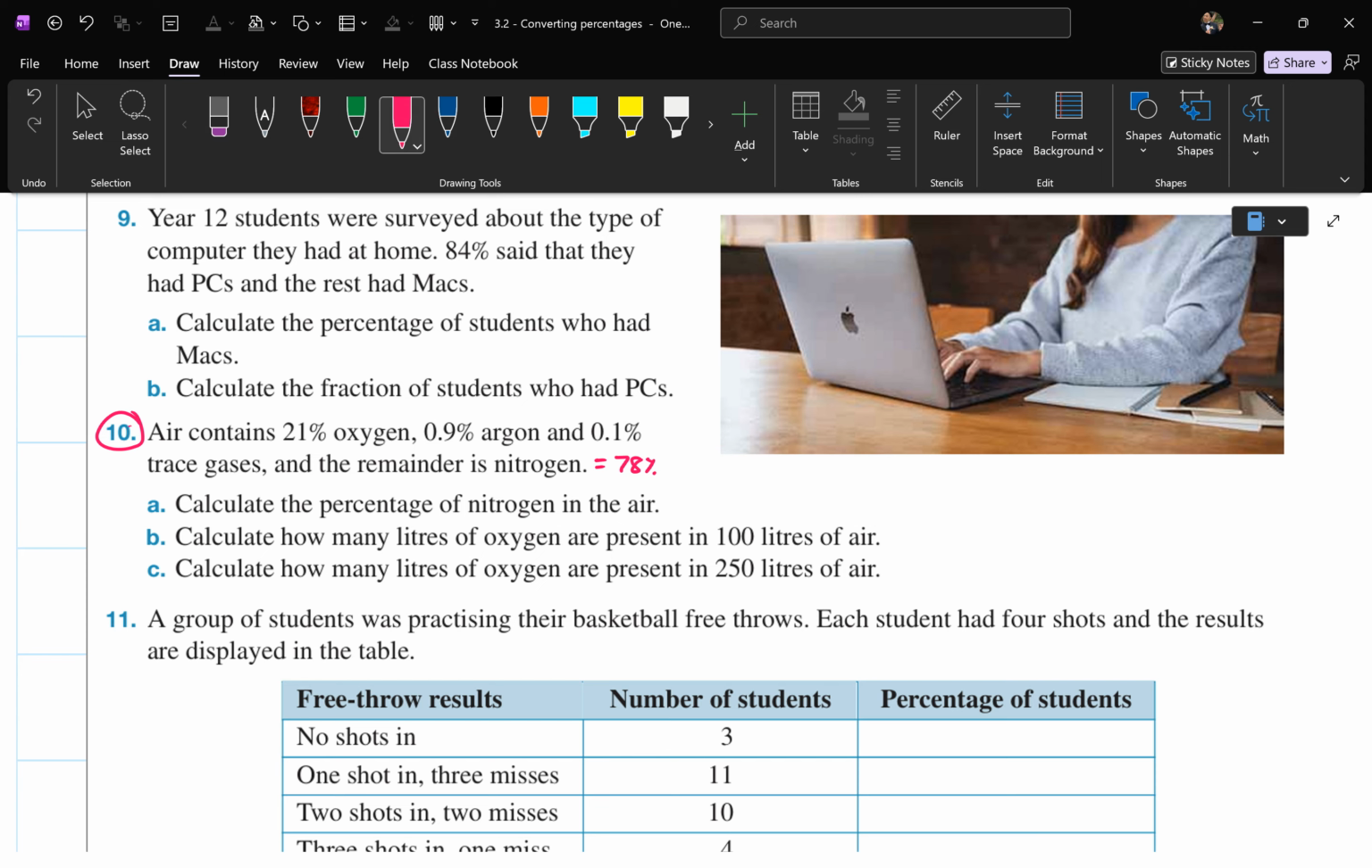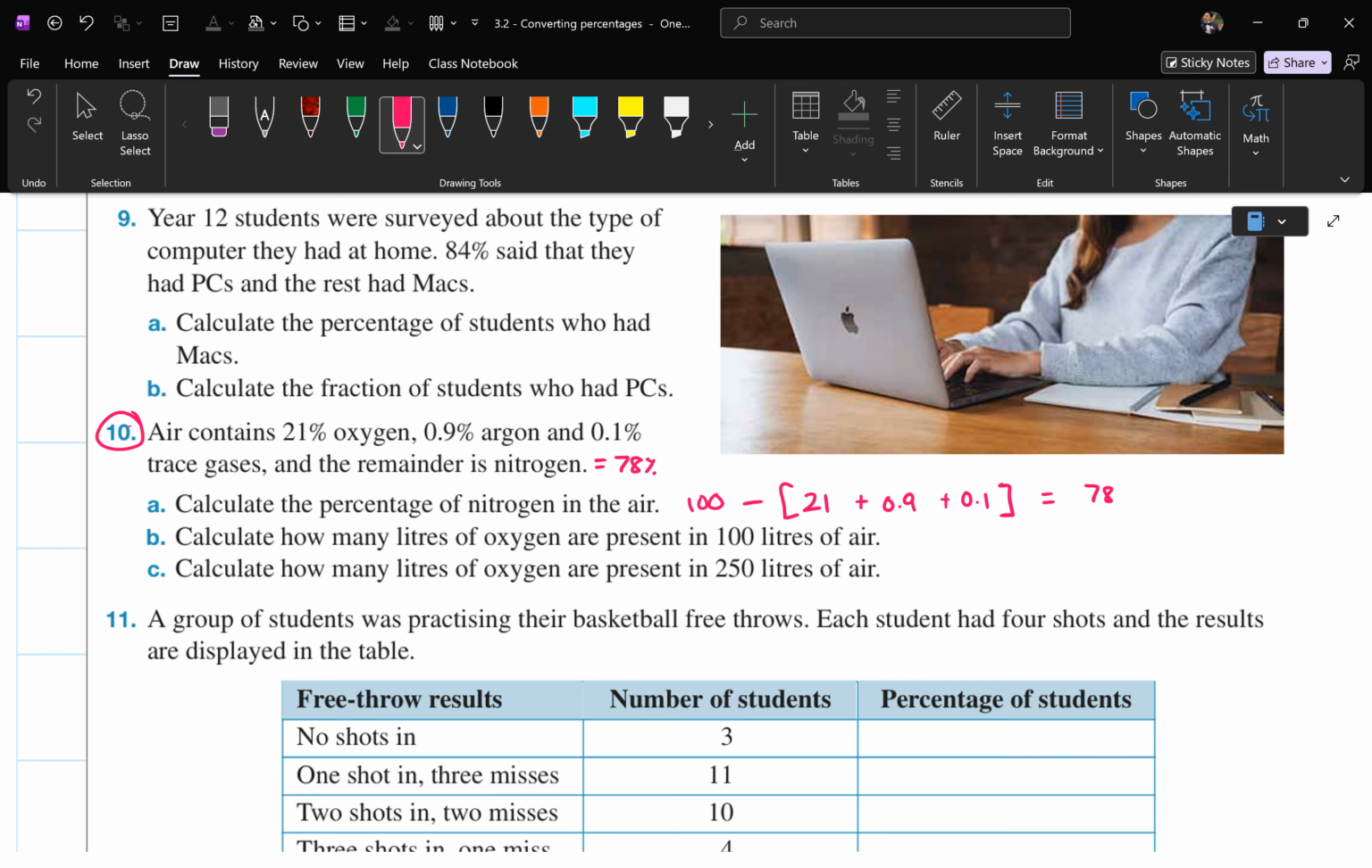Cool. It says calculate the percentage of nitrogen in the air. Oh, we happen to have just done that. So it was 100 takeaway, and we needed to figure out 21 plus 0.9% plus 0.1. Okay, so if you type that on your calculator, 100 minus brackets 21 plus 0.9 plus 0.1, that should give you the remainder, and that should give you 78. Okay. What else is there?